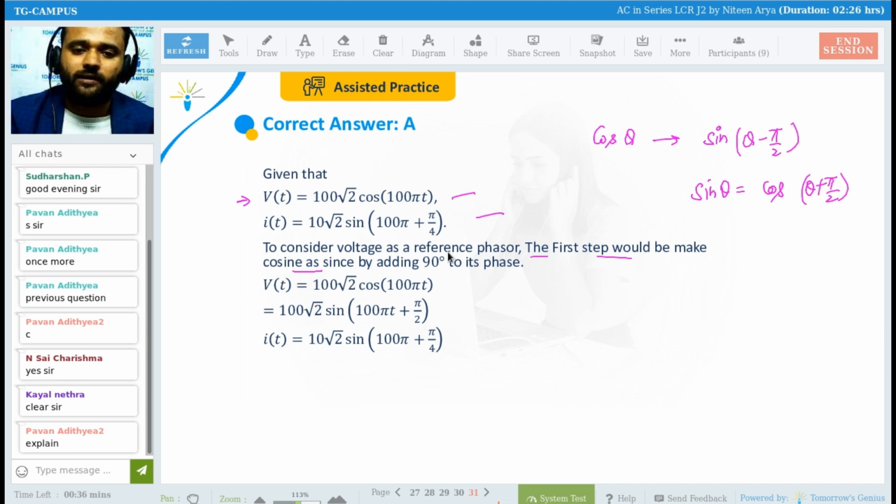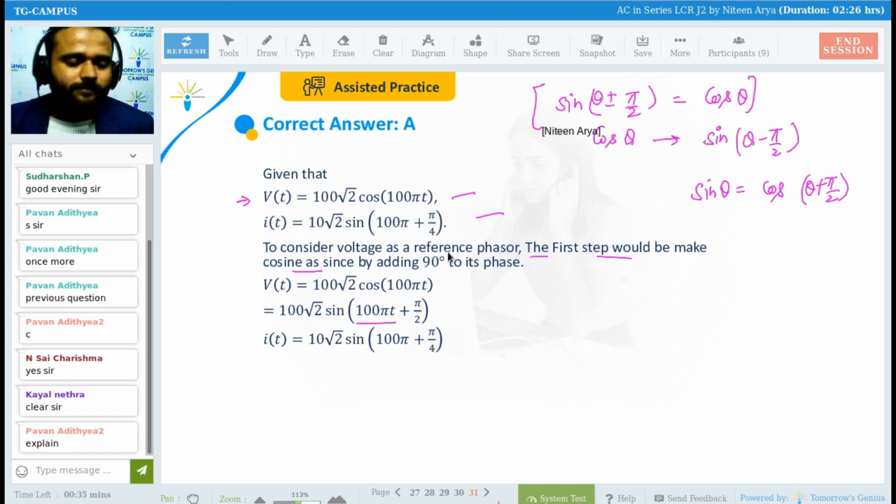I'm just adding a pi by 2 angle. And then sine theta, I can do that. So v(t) = 100 root 2 cos(pi t) is going to be 100 root 2 sin(pi t + pi by 2). Or you can do that: sine of theta plus or minus pi by 2 is generally cos theta. So we can do that. Is this clear, everyone? That is pure mathematics. It is going to be used here as well. Is this clear, everyone, or not?